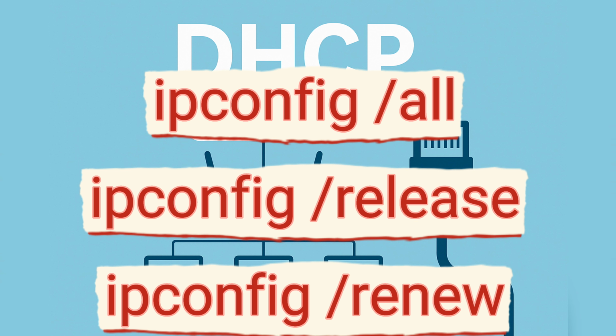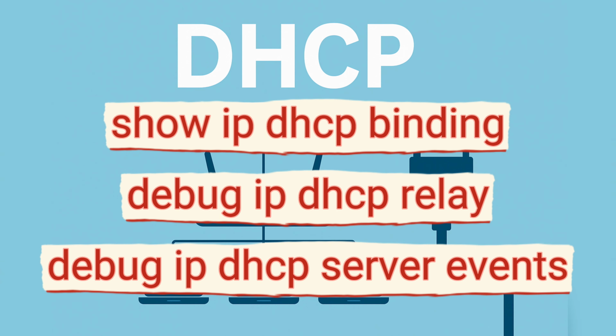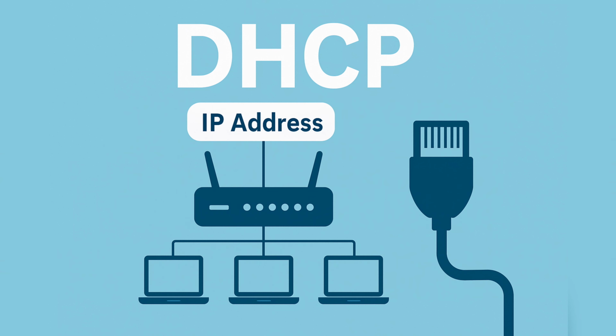A few of the Windows troubleshooting commands would include ipconfig /all, ipconfig /release, ipconfig /renew. If you are in a Cisco environment, you can use commands like show ip dhcp binding, debug ip dhcp relay, debug ip dhcp server events.